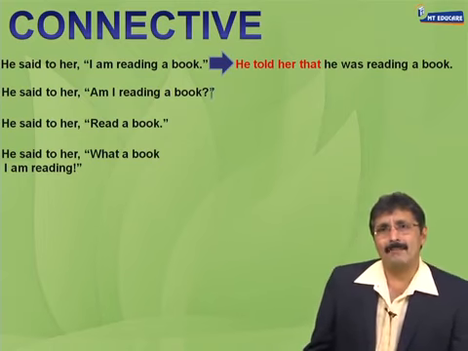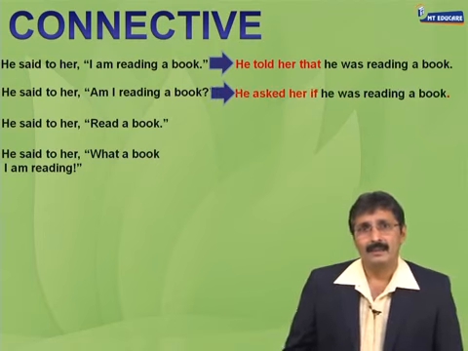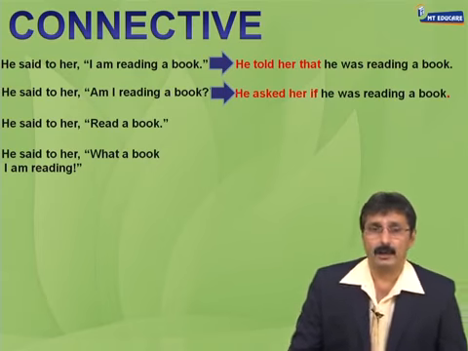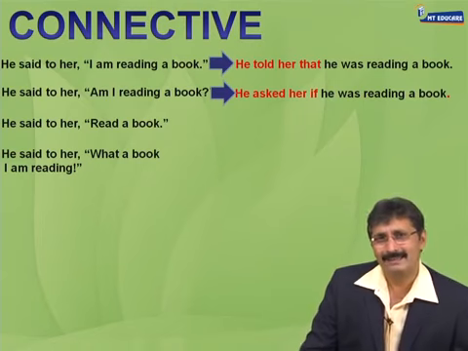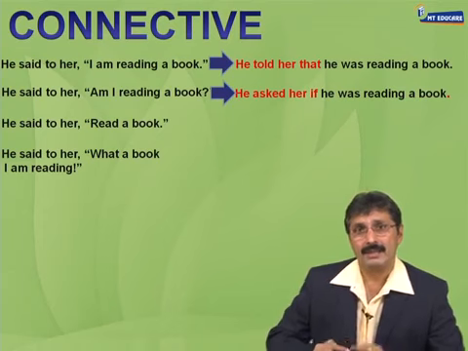Let's look at the next sentence. He said to her, am I reading a book? And the indirect speech is, he asked her if he was reading a book. Can we see the difference? He said to her became he asked her.